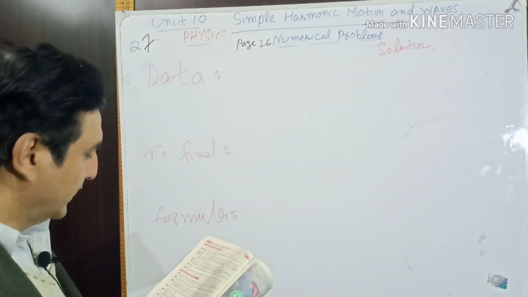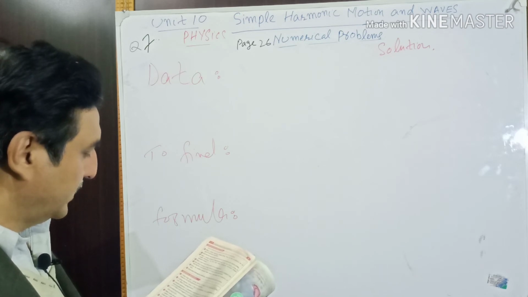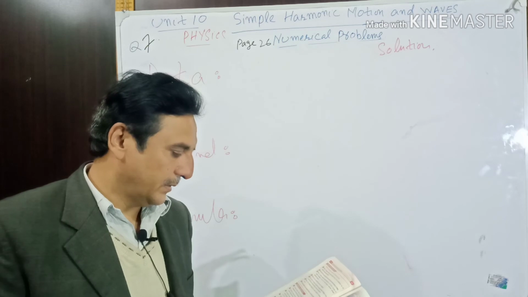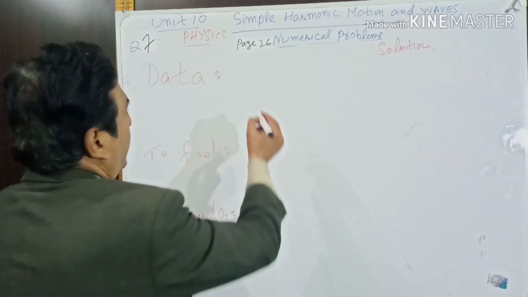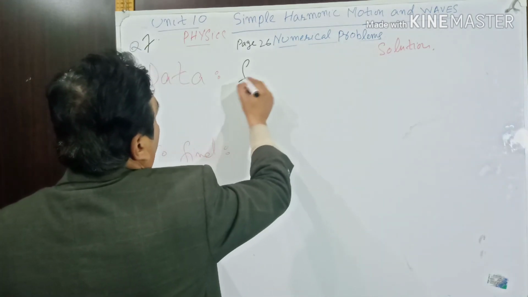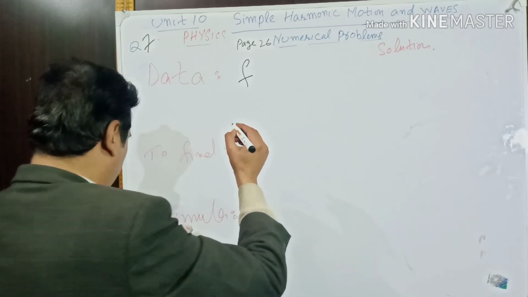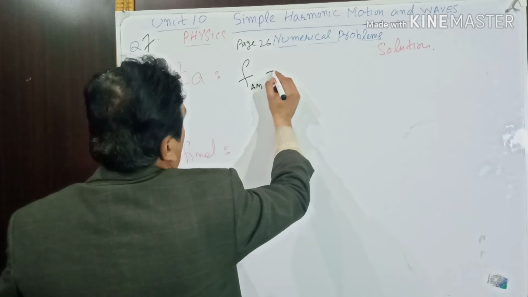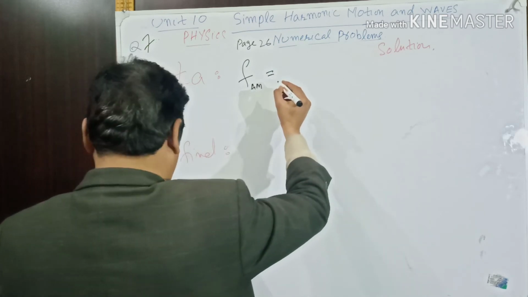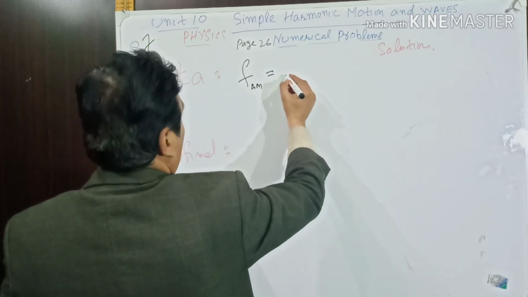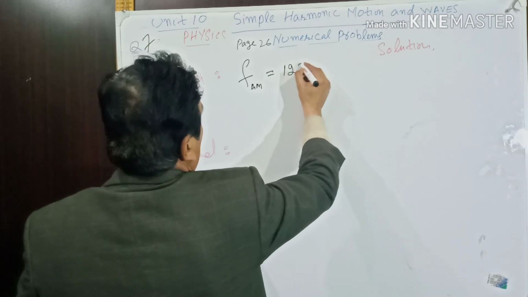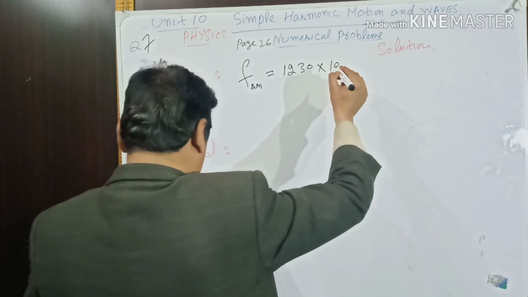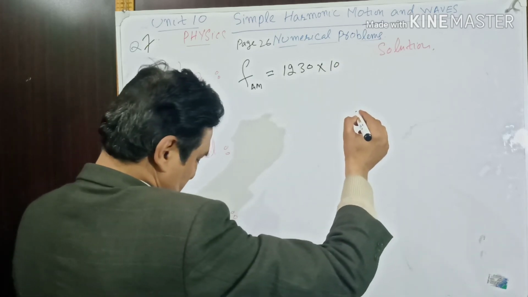Data is given: a station broadcasts an AM radio wave whose frequency is, frequency of AM radio waves, 1230 multiplied by 10 raised to the power 3 hertz.